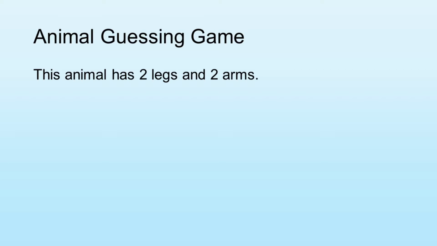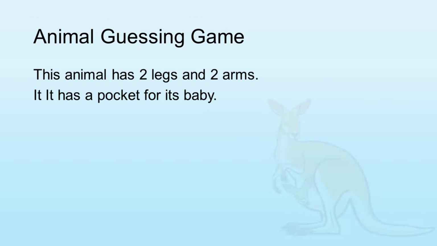This animal has 2 legs and 2 arms. It has a pocket for its baby. Of course, it is a kangaroo.